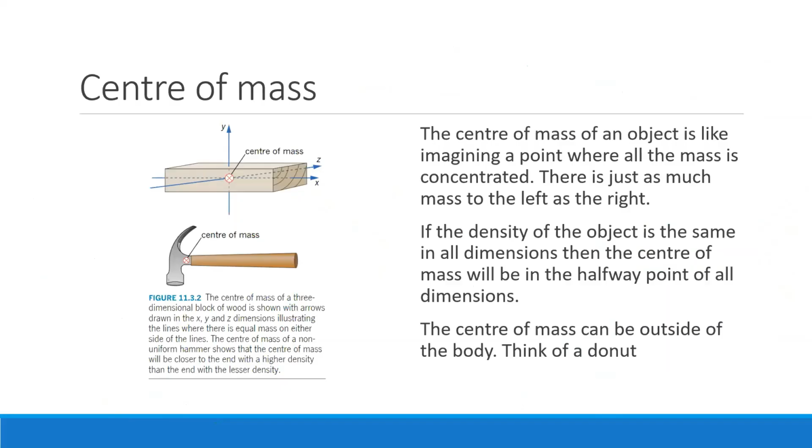Oh, this is not the next example. This is just a quick little extra side point. I thought I'd better bring this up because we're about to refer to this in the next question. The center of mass of an object is like imagining a point where all the mass is concentrated. There is just as much mass to the left as the right. Now, we've done this already before, but I thought it might be a good time to verbalize this now, because I'm about to refer to it. When we refer to center of mass, we're just referring to the center of the object, like the center of mass for that object.